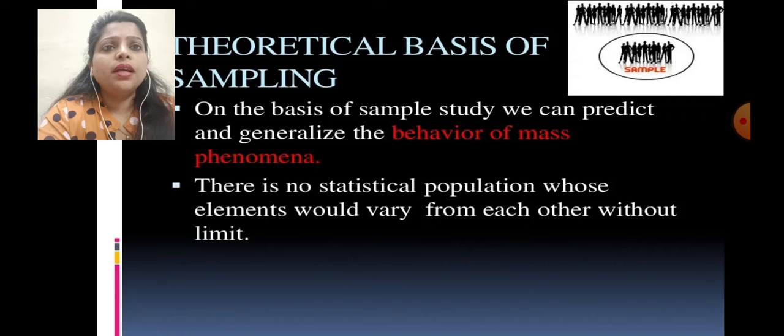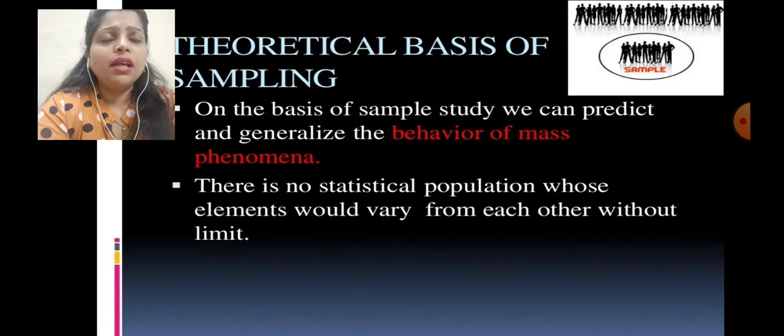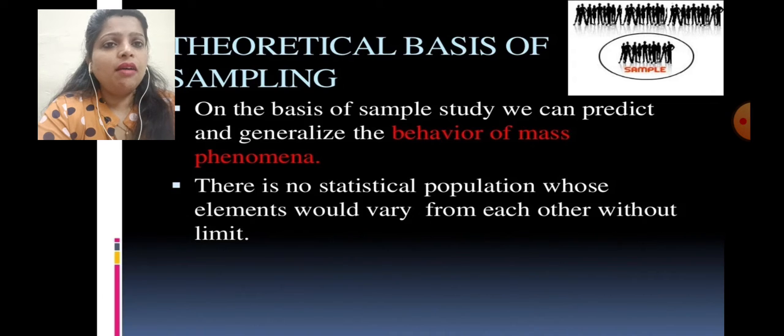Now, what is the theoretical basis of sampling? On the basis of a sample study, we can predict and generalize the behavior of a mass phenomenon. As in the example given previously, if we are going to conduct a study on BSc nursing students, we can't use the census method and collect all the BSc nursing students residing in Indore or in Madhya Pradesh. So we take a sample. From where do we take the sample? From where it is accessible to us. Like we take the sample from Index Nursing College itself, and there we go and access the students, and we conduct the study.